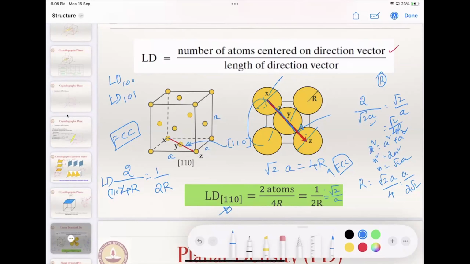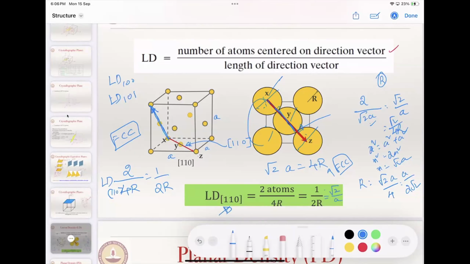How do I draw that vector? This is 110, perpendicular. How do I draw 101? Along the left face. Is that 101? Yes. That will also have the same density. That is why these are called equivalent directions. Along equivalent directions, although they are not parallel directions, they will have the same linear density. Okay?